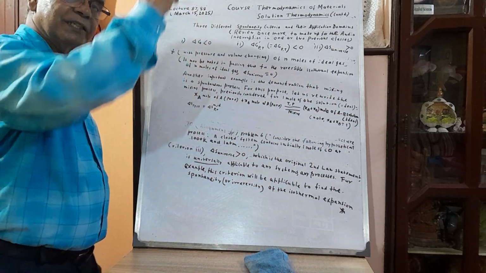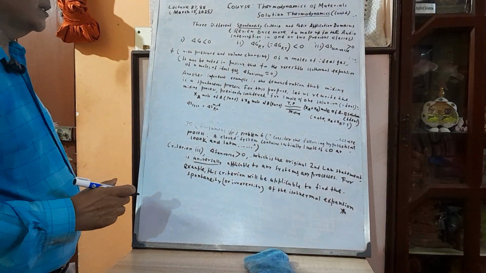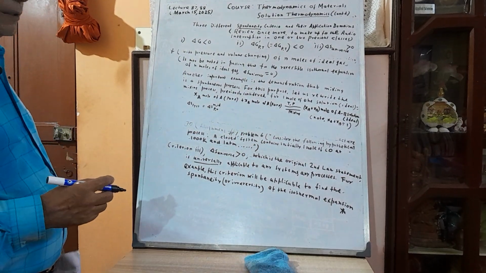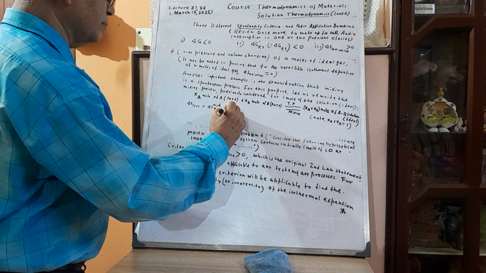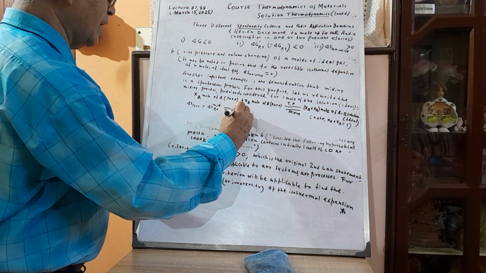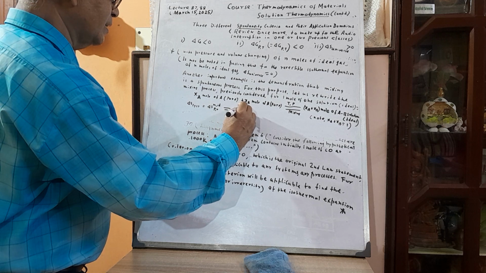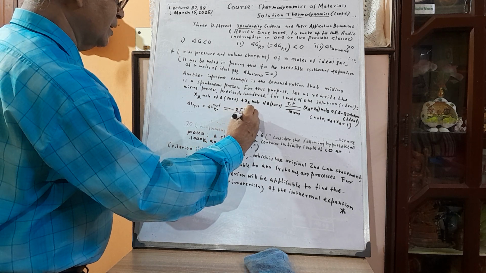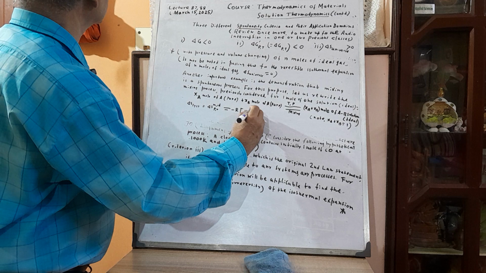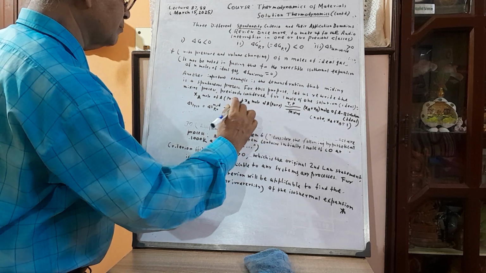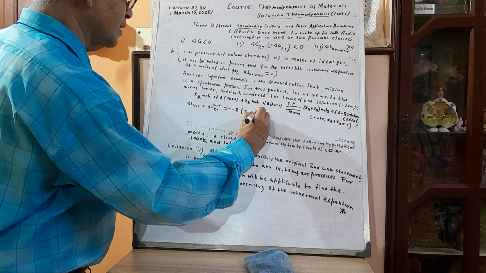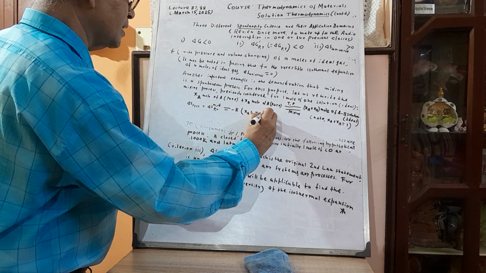This value is already there from last class. Remember? To remember this, tell me. Minus R, bracket, first bracket only, Xa ln Xa plus Xb ln Xb.